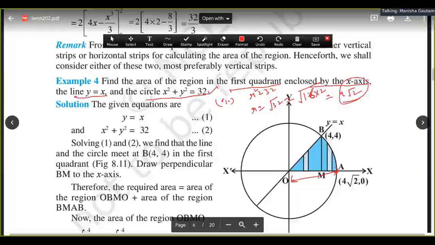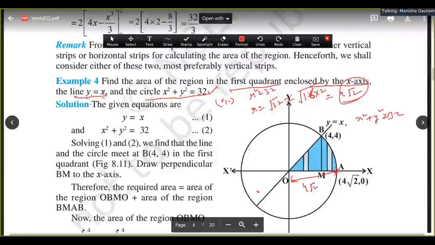So point A will be 4 root 2 comma 0. Now the line y is equal to x is a line: if x is 1, y is 1, x is 2, y is 2, x is 0, y is 0. It means a line which passes through the first and third quadrants. So here is the line y is equal to x, and the circle and line intersect each other; you have to find out where. It means x squared plus y squared is equal to 32.